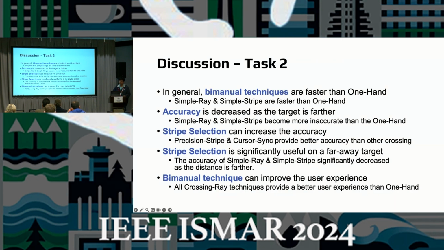So, discussion. From task 2's result, we found that in general, same as task 1, bimanual techniques are faster than one hand. And accuracy decreases as the target is further, and strip selection, the precision strip and cursor sync, can increase the accuracy. And the strip selection is significantly useful on far away targets. And lastly, bimanual techniques can improve the user experience.